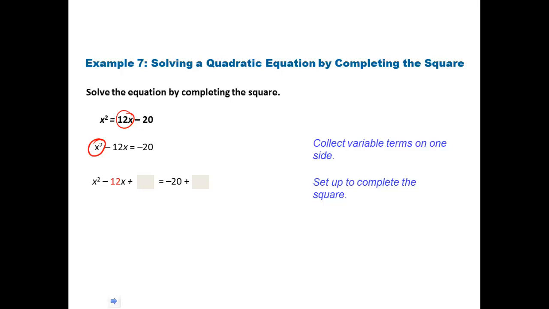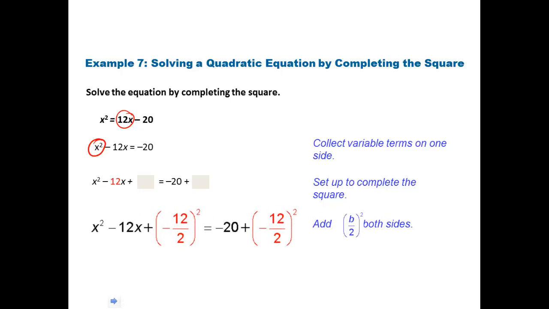Remember, anytime you're dealing with an equation, whatever you do on one side, you have to do on the other side. So when we complete the square, we need to add the term not only to the left side, but also the right side. So we're going to take half of -12 and square it. Half of -12 we know is -6. Squared is 36, so we're just simplifying our math here.